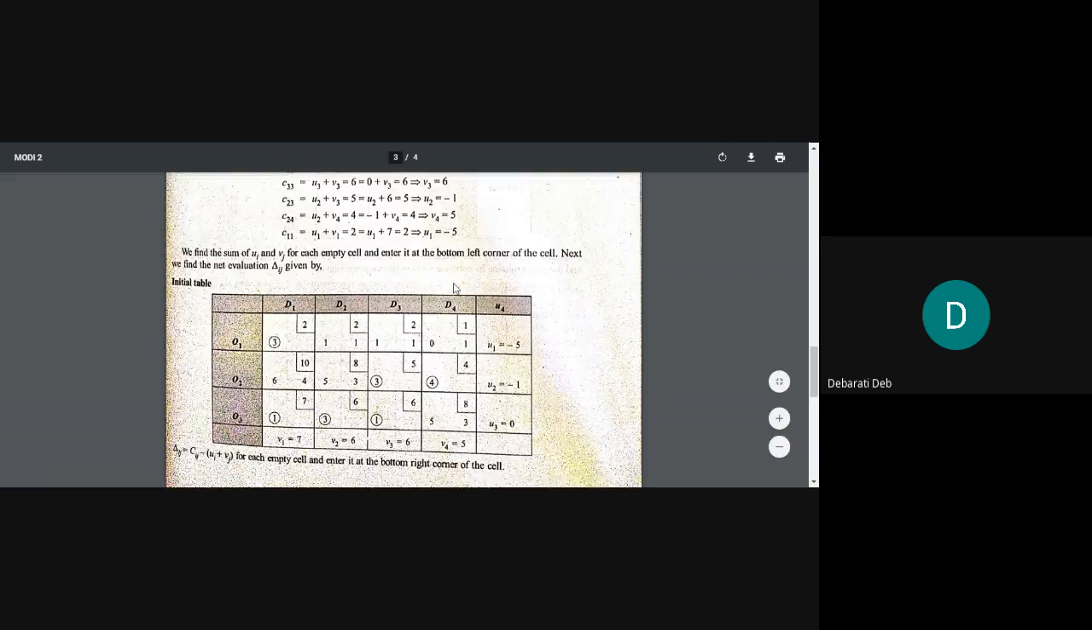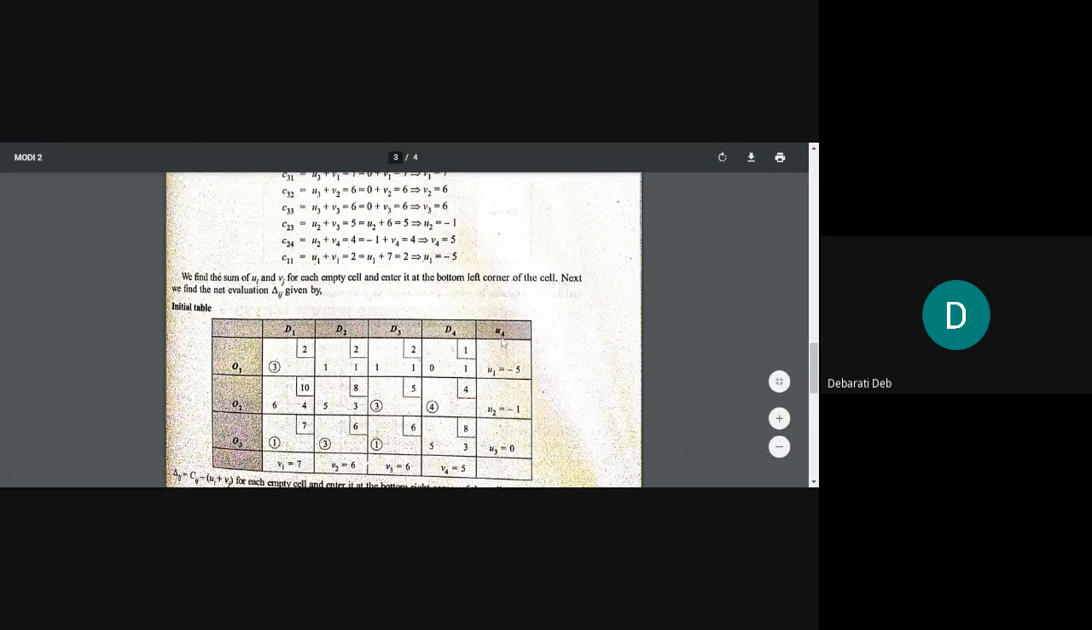So U1 plus V2 will be how much? U1 is minus 5 and V2 is 6. Right. So minus 5 plus 6 we will do. Understood? It will be better if you make an additional row and column like this and write these numbers. It will be easy for you to calculate. So you will write U1, U2, U3, V1, V2, V3, V4 from the previous step in this extra column and the additional row.